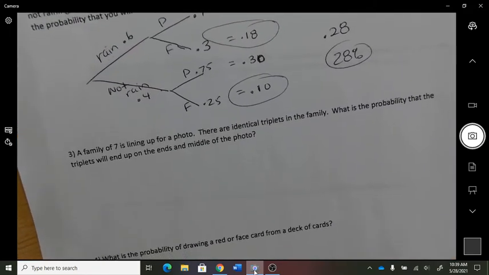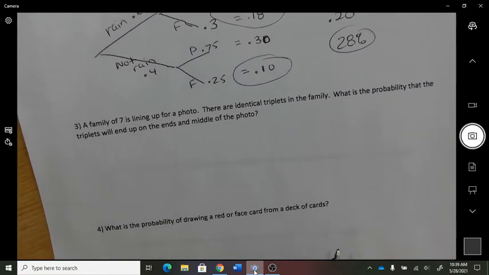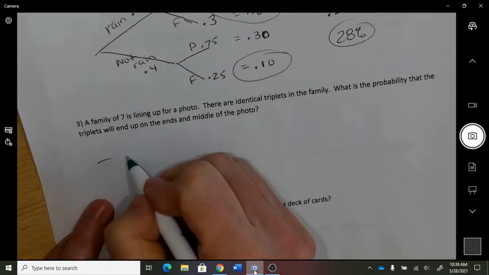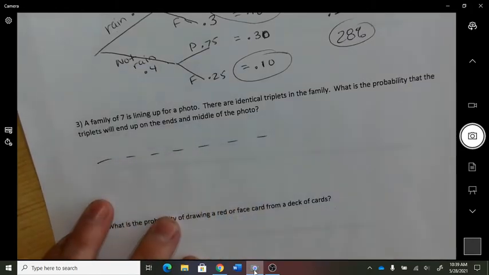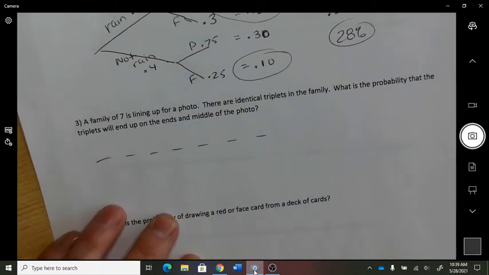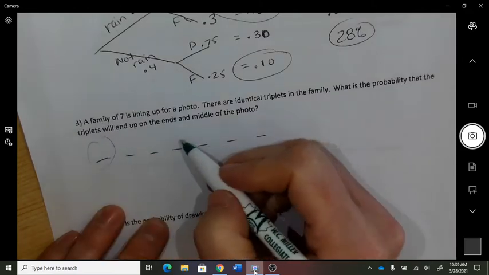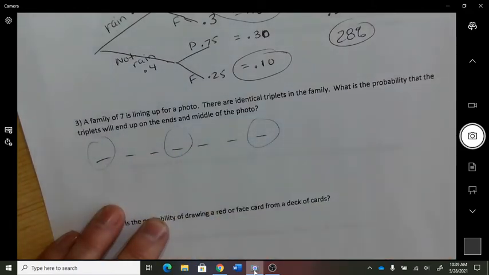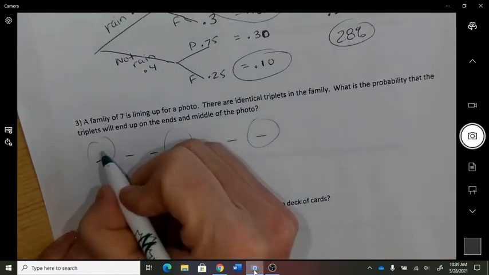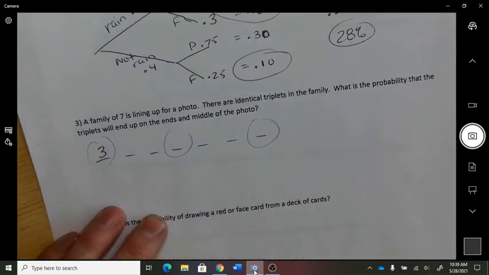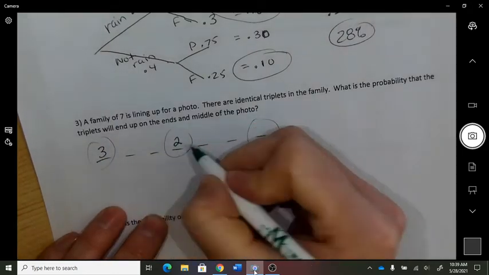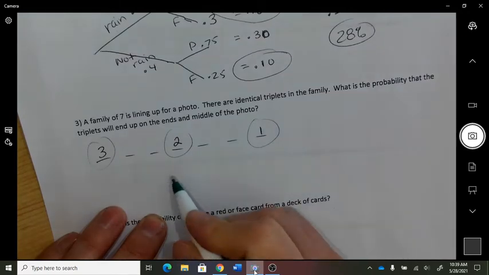A family of 7 is lining up for a photo. There are identical triplets in this family. So there's my lineup for my photo. What's the probability that the triplets will end up on the ends and the middle? So I want the triplets in those positions. So I would have 3 options of somebody I could put there. Then I would have 2, then I would have 1.